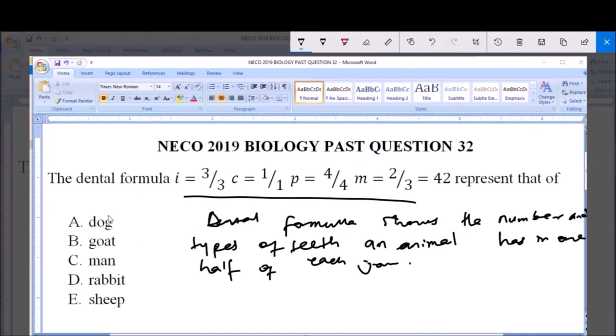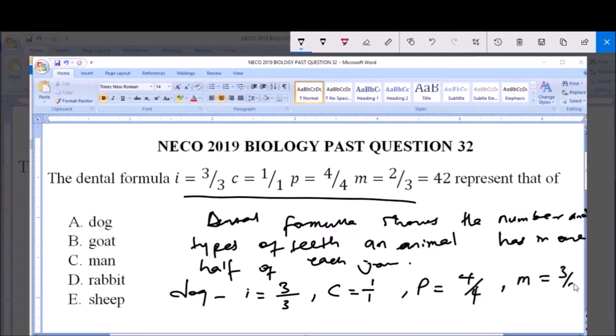Now, let's briefly establish the dental formula of these following animals. Now, option A is dog. Now, the dental formula for dog, you have the incisor to be 3 over 3, the canine to be 1 over 1, the premolar to be 4 over 4, and then the molar to be 3 over 3.